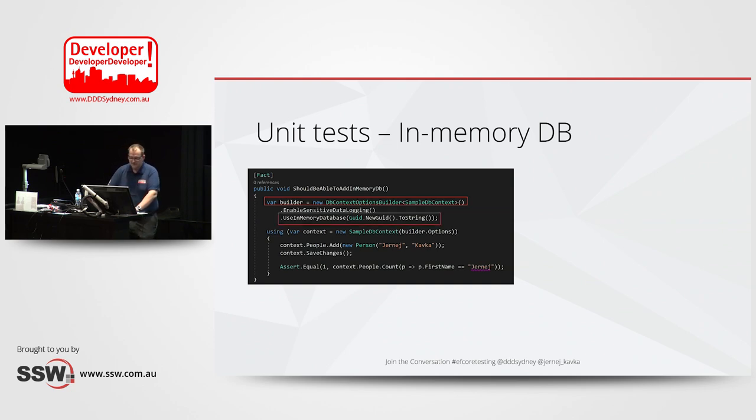the options builder. Then we tell that builder, hey, we're using an in-memory database, and we're using a random name because we want to ensure that the database is always unique, always empty. After that, we create a context of sample DB context, and we put those options in. And the last part is just that simple test we wanted to test in the first place. In this case, we're just testing whether we can add a person, save it to the database, and then retrieve it back. So that's the in-memory provider.